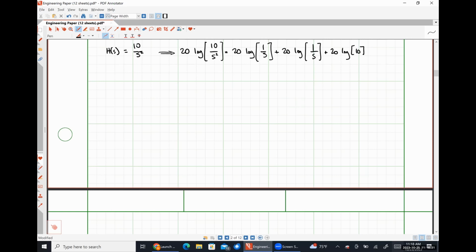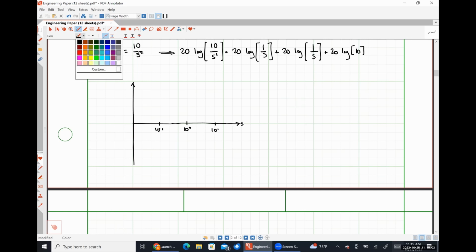So let's look at our magnitude response over here on the left. So let's put 10 to the 0 here. So this would be 10 to the -1. This would be 10 to the +1, like so. And I want to do this part first. Let's do it in blue, okay?